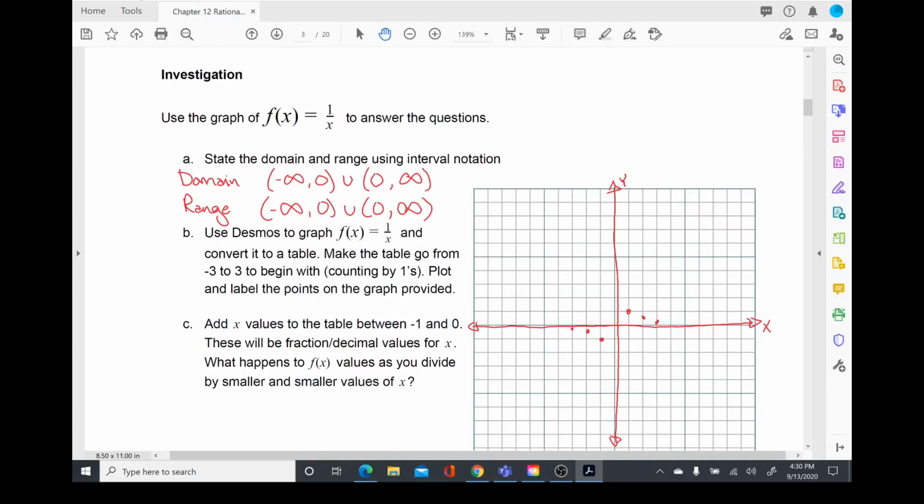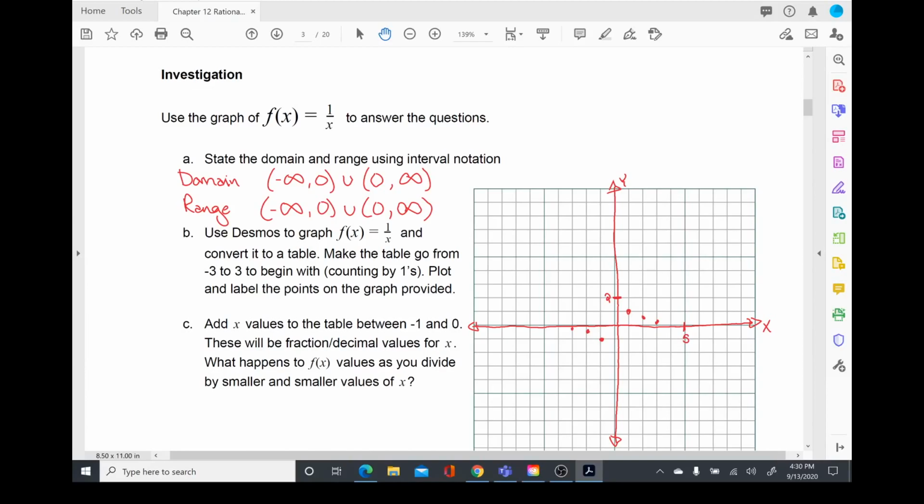Okay. And I said things like label your scale so I know what you're counting by. So I'm going to do 2. And I'll put this out here at 5. All right, good enough. Add x values to the table between -1 and 0.